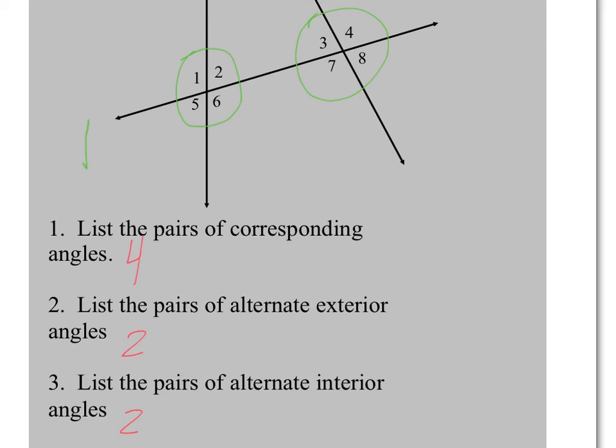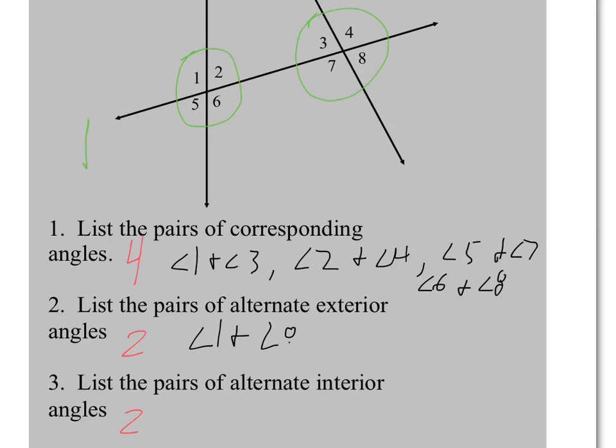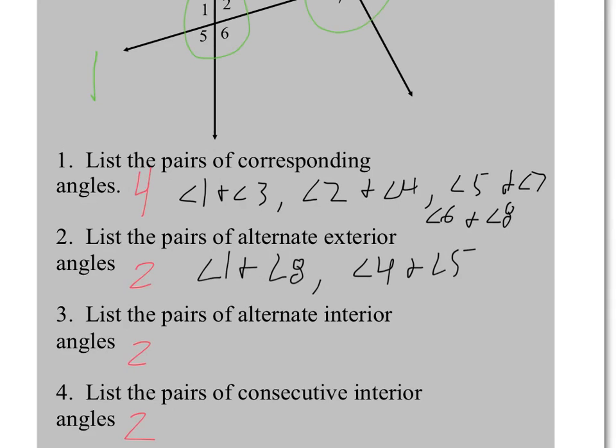Hopefully for corresponding angles, I'm going to do this in black, you had angle 1 and angle 3 corresponding, angle 2 and angle 4 corresponding, angle 5 and angle 7 corresponding, and finally angle 6 and angle 8 corresponding with one another. If you did, good job. The alternate exterior angles would be angle 1 and angle 8 and angle 4 and angle 5. The alternate interior angles would be 2 and 7 and 3 and 6. 2 and 7, 3 and 6.